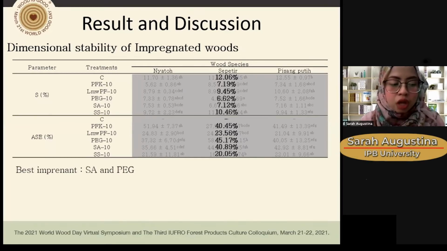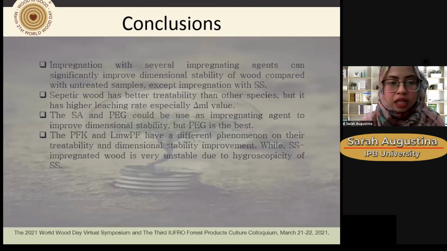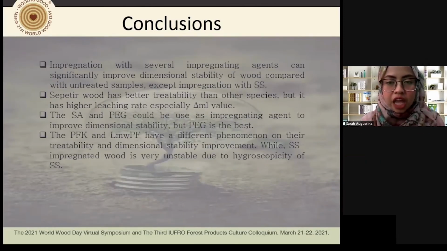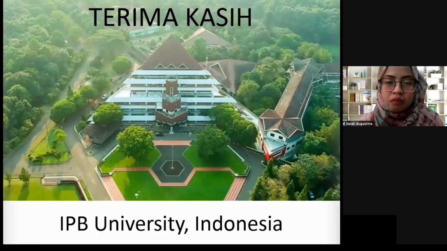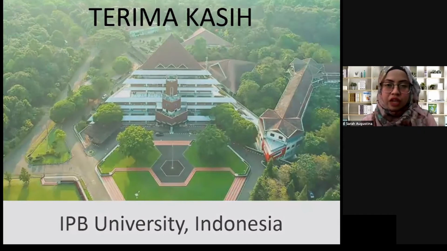So based on this result, we can conclude that impregnation with several impregnating agents can significantly improve dimensional stability compared with untreated wood, except impregnation with sodium silicate. Sapetir wood has a better treatability, but it has a higher leaching rate. The SA and PEG could be used as impregnating agents to improve dimensional stability. That's all for my presentation. Thank you very much.